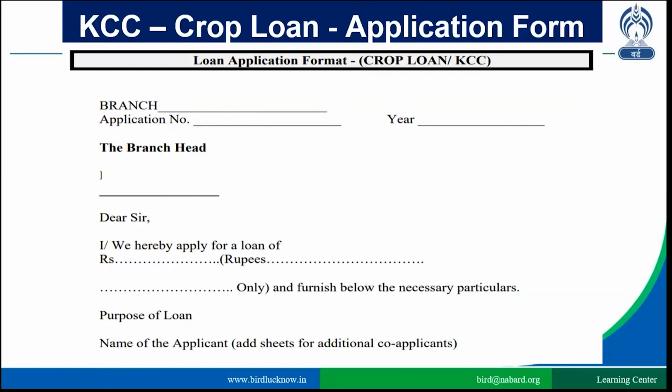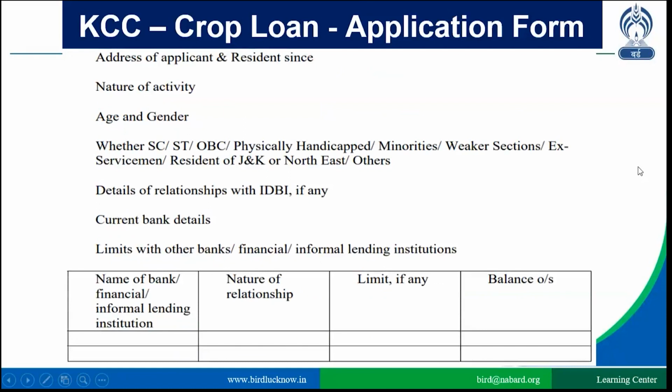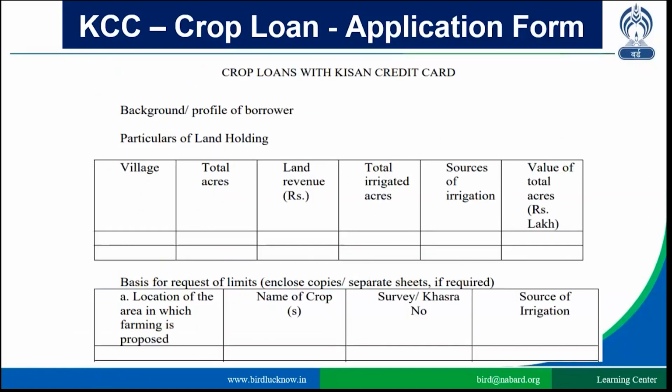So like this form, most of the banks will have nearly this form, which contains basic details, then land holding pattern, and the basis for request of limit. That is, why they want this KCC, how many hectares or acres they are cultivating, and what crops they are cultivating.